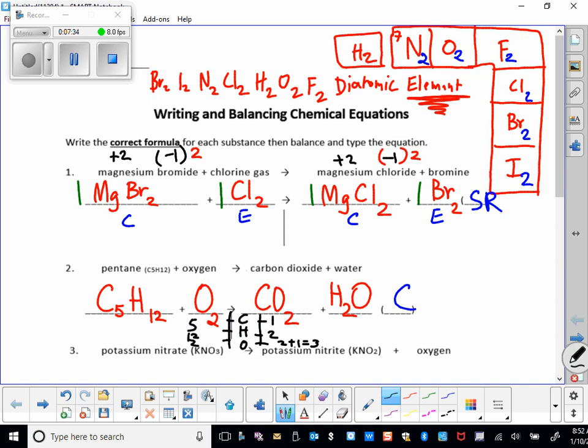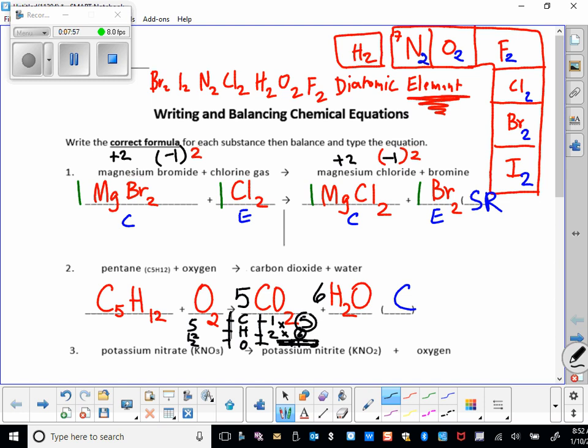So, how will you get carbon to become a 5? Times 5. Where will I write this 5? In front of carbon. Correct? Hydrogen is a 12. What will I multiply 2 by? 6. And where will I write the 6? In front of hydrogen. Now this disappears, correct?